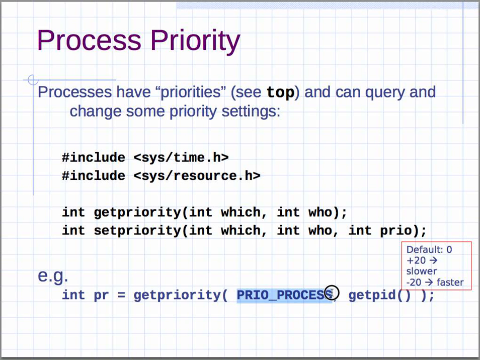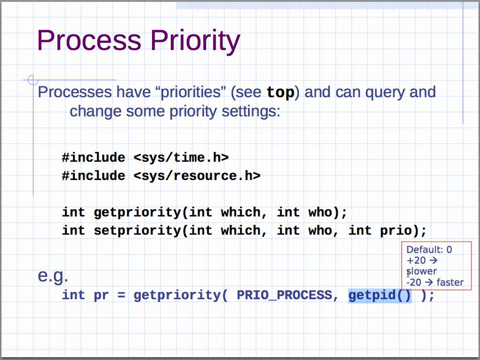Okay, so this is always the same, and then if you know the process ID of the process you want to get the priority of, you use that number. Most of the time you don't, and so what this will do is get the PID of this program in which you have this function call, and so this whole thing will give you the priority of this program that's currently running.